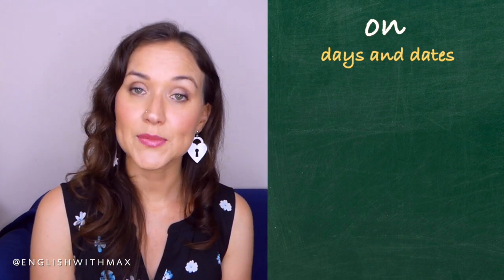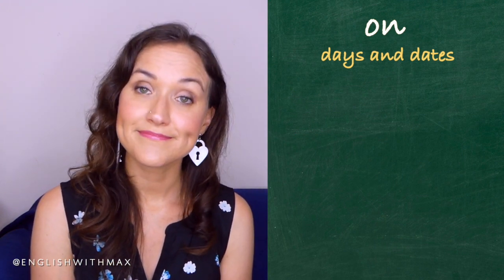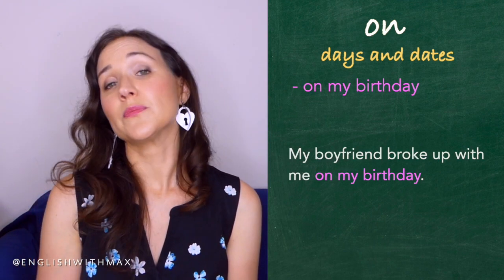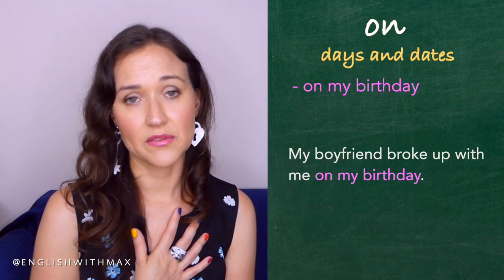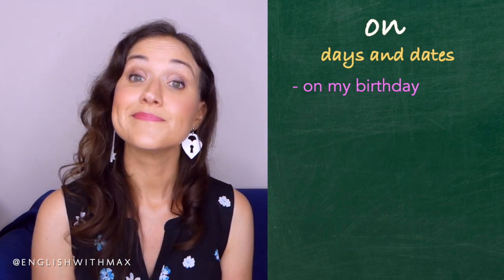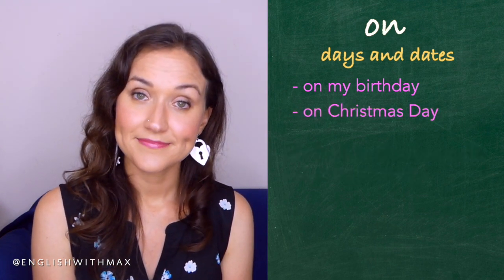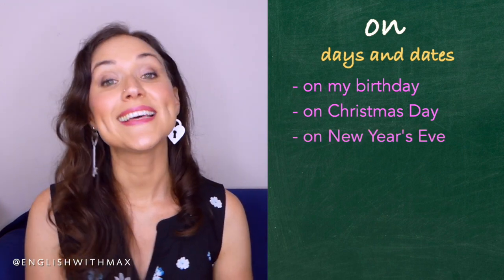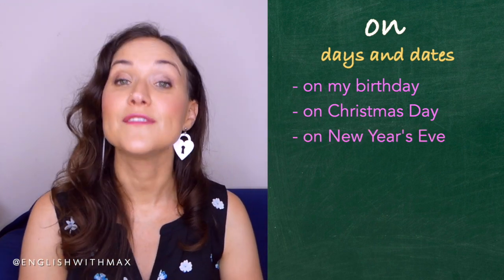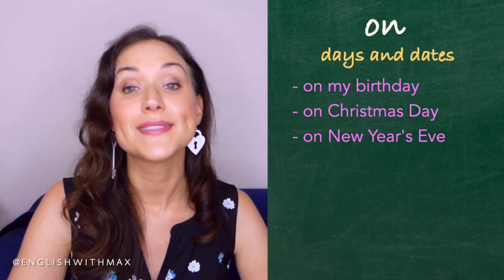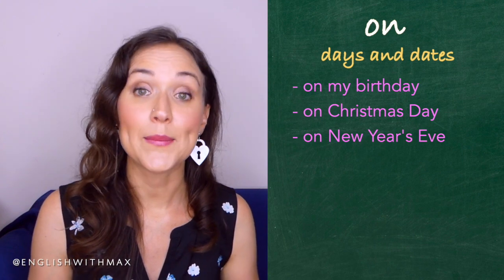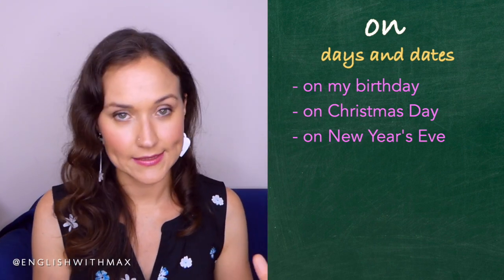Here are some more examples with on. On my birthday. My boyfriend broke up with me on my birthday. On Christmas Day. On New Year's Eve. Remember that for special holidays and festivals, we also use at. But we use at when we are talking about the general period.